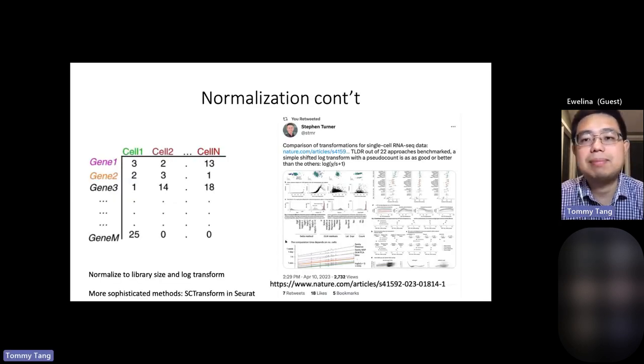So a very recent paper in Nature Methods actually did a benchmark, and among 22 approaches tested, this simple log transformation method performed very well. So I always prefer simple methods over complicated methods. Although SCTransform, the Pearson residual based transformation, also performs well, it's more complicated and computation wise, the log normalization is just much faster.